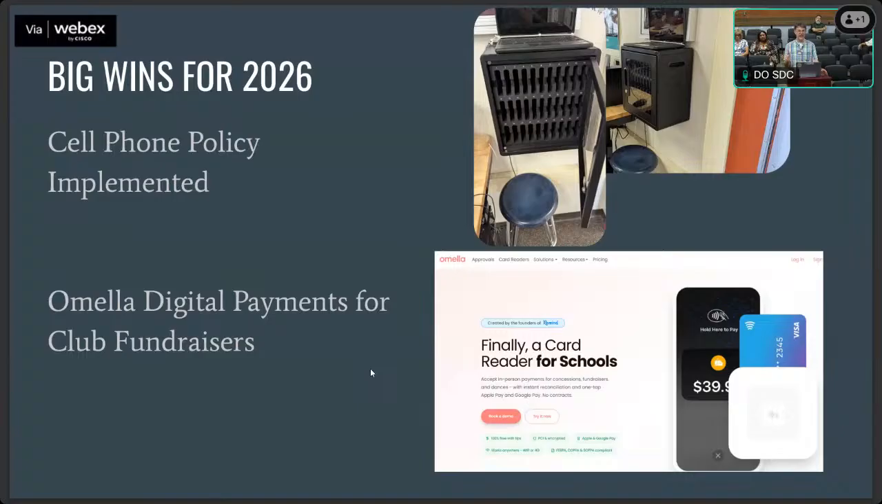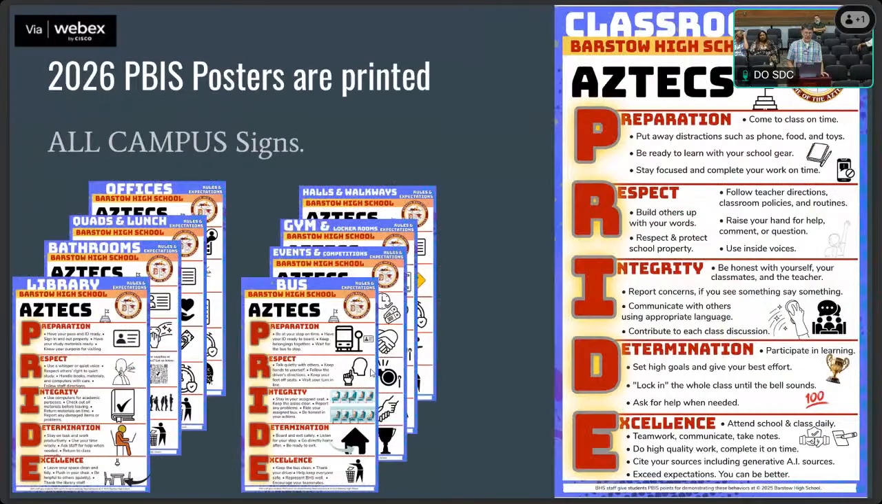And since ASB has their own separate payment platform, it was a great way for clubs to kind of get in on the digital payment system. So, all right, we got our 2026 PBIS posters printed, and in every classroom, we've redesigned them for this year, and also the outdoor ones. Those should be going up sometime soon on the outside, and they are much more in line with the expectations that we teach in the classroom.